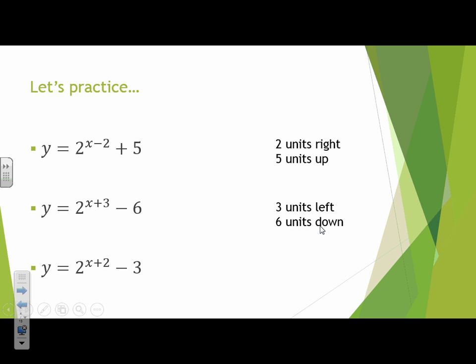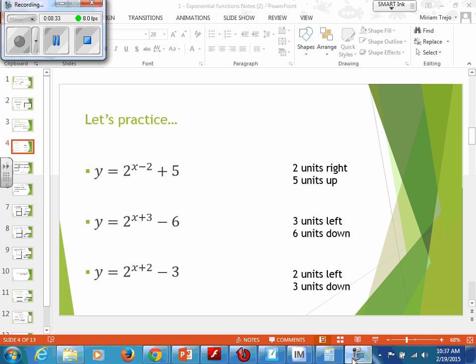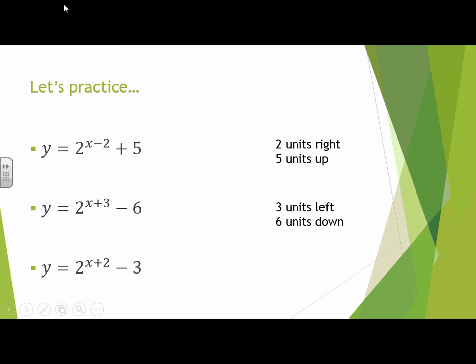Okay, your turn. I want you and your partner to practice and fill in the last one, number 3. I'm going to give you a minute to do that. Okay, guys, so what is the value of h? H is equal to negative 2, so then that moves the graph 2 units to the left. Very good. And k is equal to negative 3, so it moves 3 units down. Perfect.